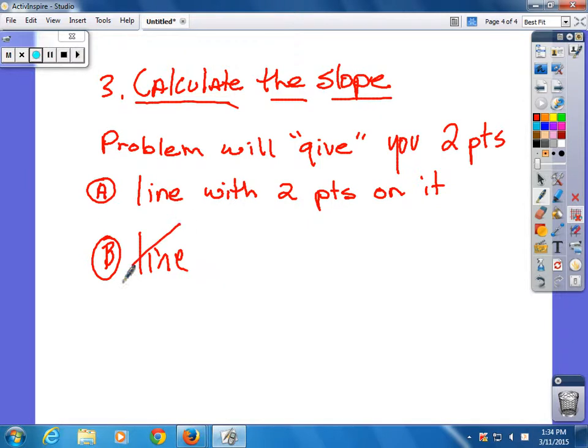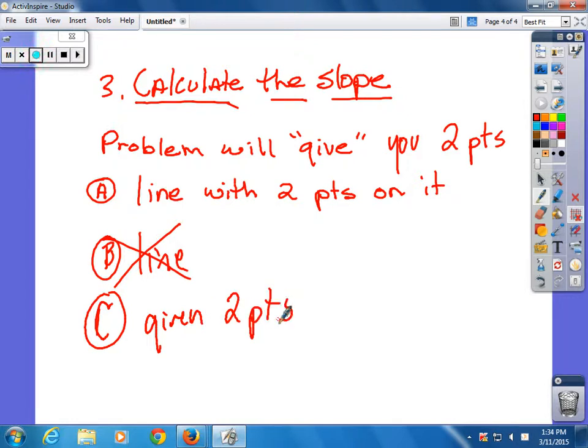This one is the one that I would least give you. I do know of a couple of homework problems that have 2 green points on the flat line. And the one I'll give you on the test the most, C, will be C. And that will be given 2 points. And what do I mean given 2 points?